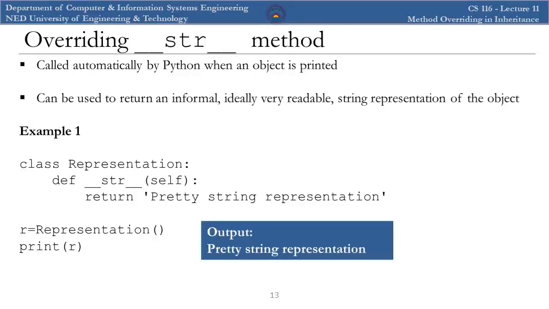Here's the output. So what's happening here is, when I printed this object R, it called this method str at the backend. Because it's a dunder method, it is called automatically when this print statement executes, and this returns this string. So this string gets printed in place of that object R. So whatever you want to print when you are printing an object, you can simply put that in this str method.